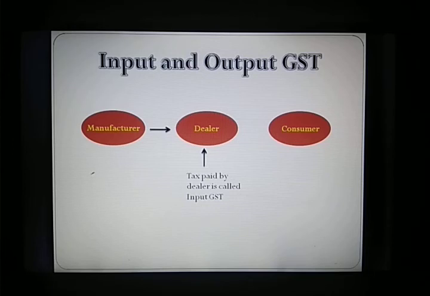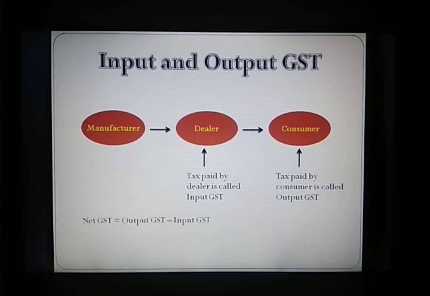And when the consumer purchases the same product, he needs to again pay tax, and that tax is known as output GST. Now there is something called net GST, and the net GST is given by output GST minus input GST. These two are very important things, that is net GST and input GST, because these two will be paid to the government. So these are the input and output GST, and we talked about our net GST. Now we'll move on to our problems.